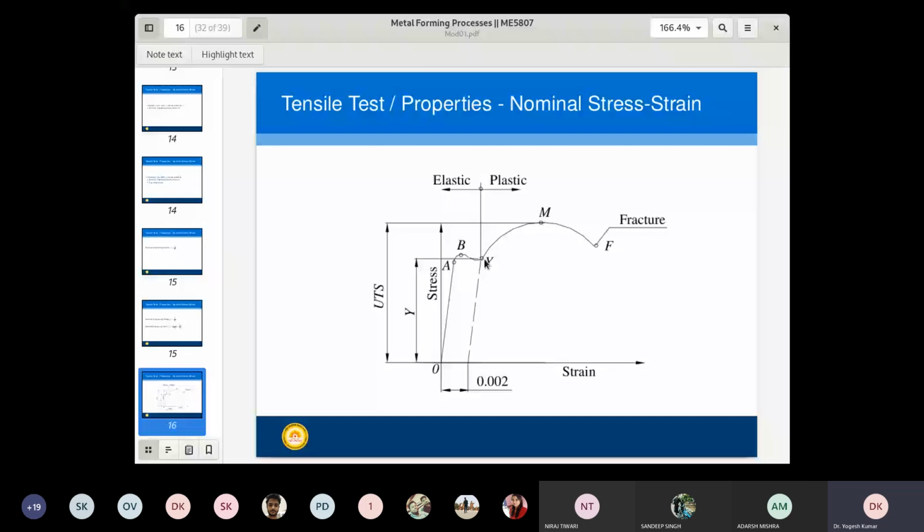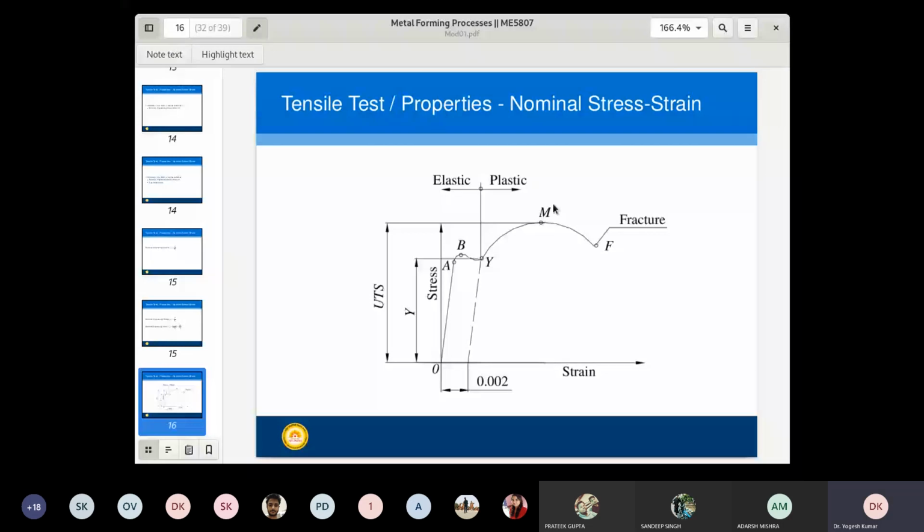So this is your dividing line. The left hand side is your elastic region, and the right hand side is your plastic region. Beyond Y it is your plastic region, and before Y it is your elastic region. Under the plastic region, we have another important point, that is point M. In some books you may find it written as U, but I have written it as M.